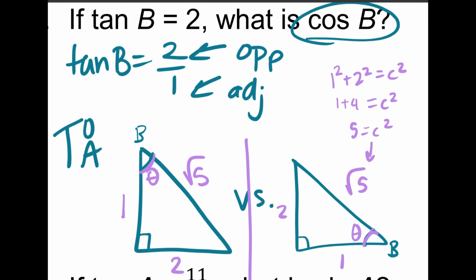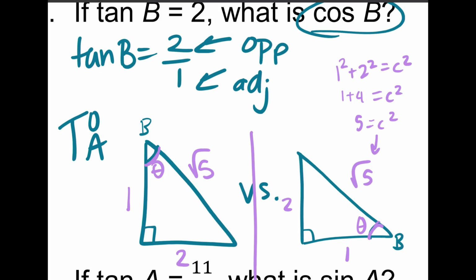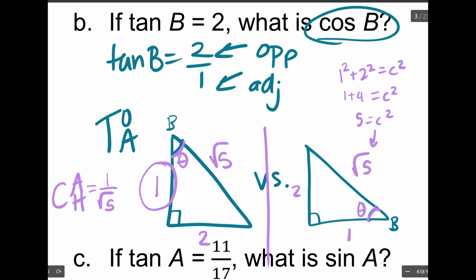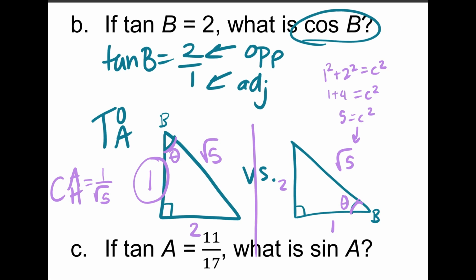If I'm wanting cosine, cosine is SOHCAHTOA. Cosine is adjacent over hypotenuse. On this left side, the adjacent side is 1 and the hypotenuse is square root 5. How would I rationalize this? I multiply by rad 5 over rad 5. We can just keep it like that, right? Yeah, so rad 5 over 5.